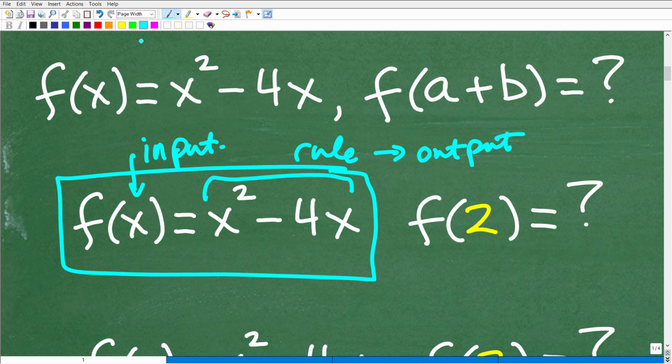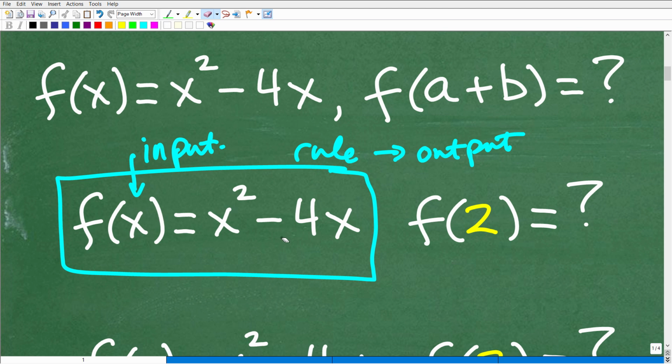Now, we don't have to get all technical right now and talk about the input value is what we call the domain, the output value is called the range, etc. This is, of course, important, but not for this particular video. So we'll just keep it nice and basic for those of you that are a little bit shaky on functions.